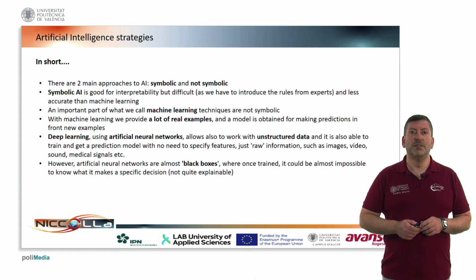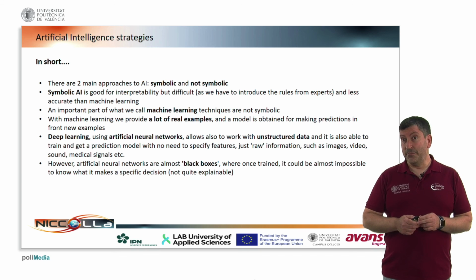However, artificial neural networks are almost black boxes, so once they are trained, it could be almost impossible to know why it makes a specific decision. So that's a big problem. It's not easy to know why a neural network has made a specific decision, something that can be a problem in some contexts, for example, in the health and social care sectors.